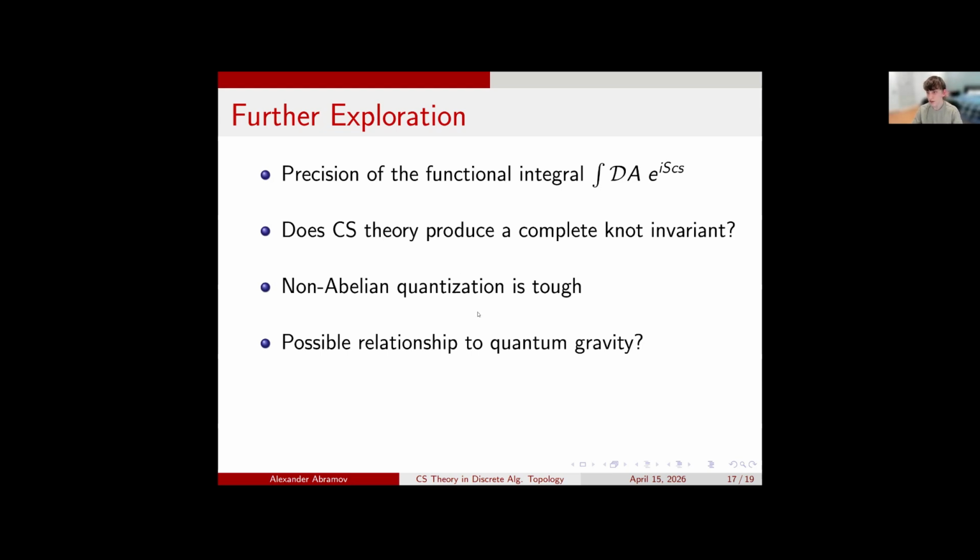Additionally, non-abelian quantization, as I showed, was pretty tough, and that was still a relatively simple example. So how do you work with more challenging non-abelian spaces? That's another thing scientists are currently working on. There's also something I read about a possible relationship to quantum gravity, which is probably the larger-scope question: how are we going to relate this to general relativity, and how do we have a more firm relationship between Chern-Simons and Yang-Mills?